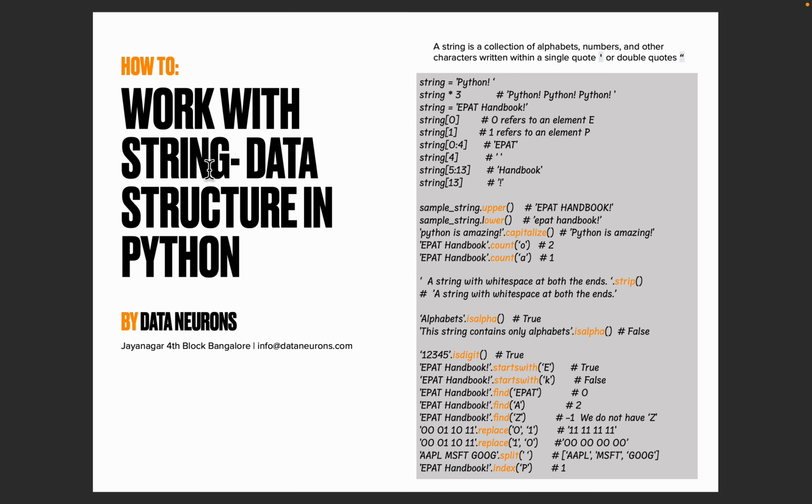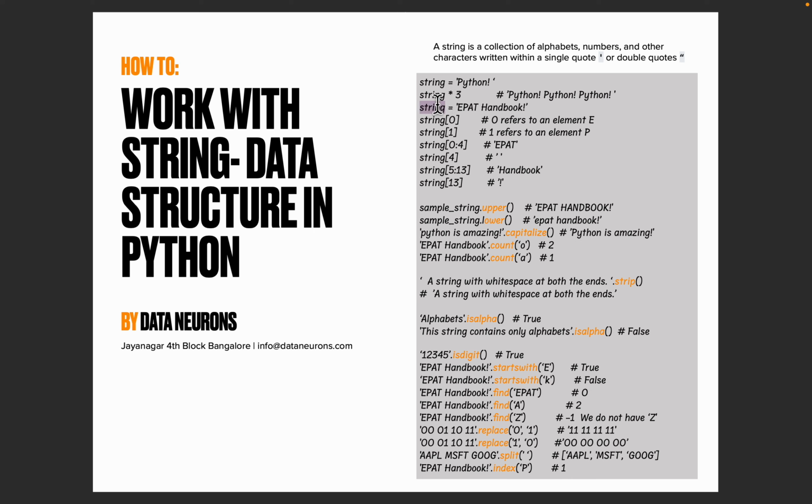So, in this session, we are also going to talk about how to work with string data structures in Python. As we already discussed, a string is a collection of alphabets, numbers, and any other characters written in single or double quotes. For example, Python is a string enclosed under single quotes. Now, if I multiply the string with a number 3, I will get Python repeated 3 times inside the string. You may think what is the use of it, but down the line you will understand. If I have to repeat something n number of times, you can use something like this.